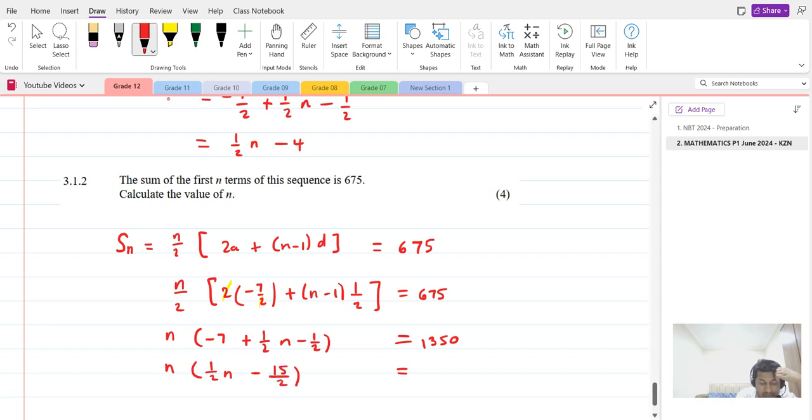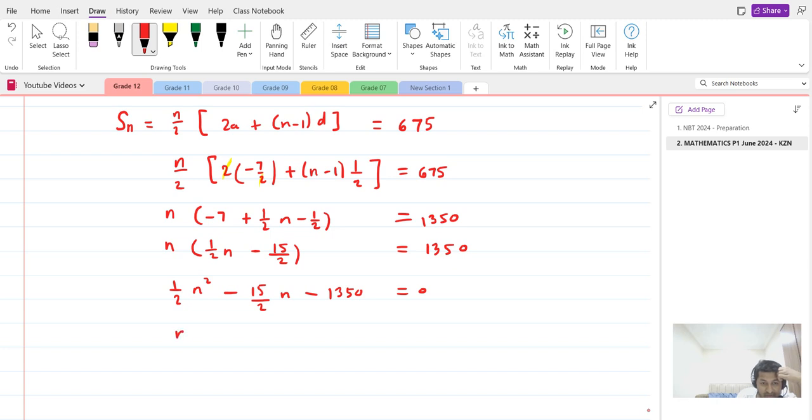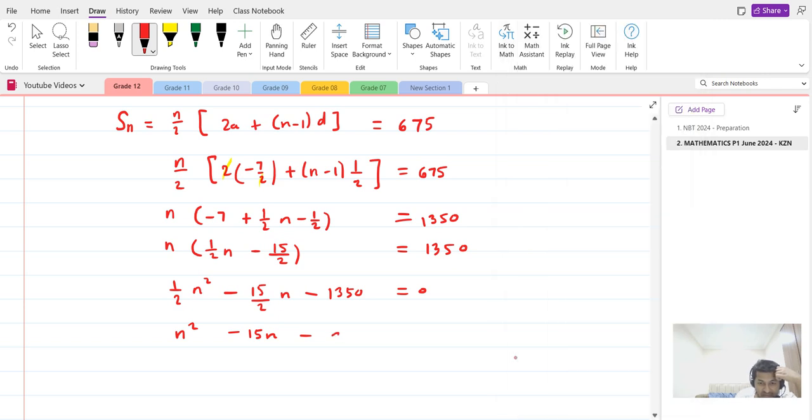You can check this up. Minus 7 minus half, that's minus 7.5. That's 1350. Alright, so we're going to open this up. We're going to get half n squared minus 15 over 2 n minus 1350 is equal to 0. We're going to multiply this entire equation by 2 again. So we got n squared minus 15n minus, what's 1350 times 2? I've got 2700.